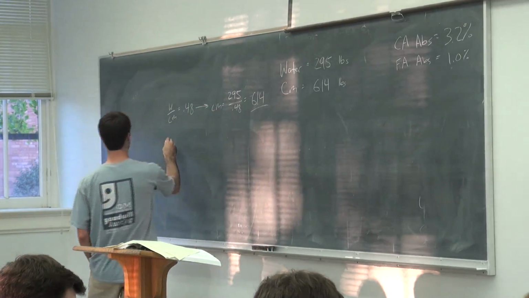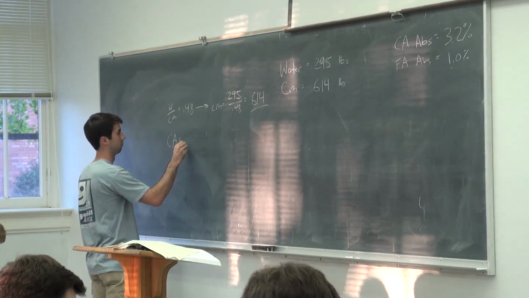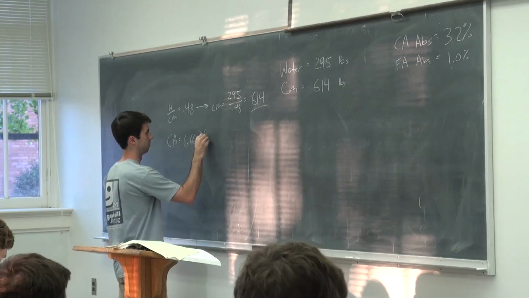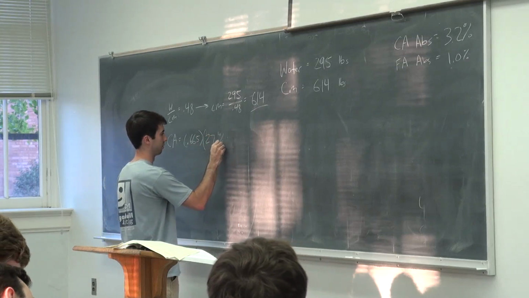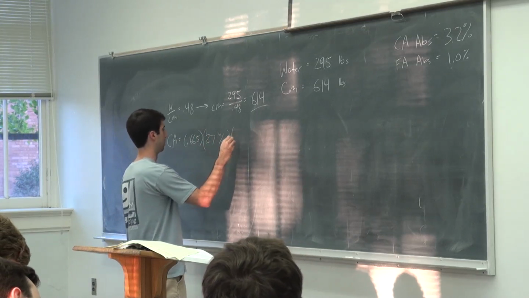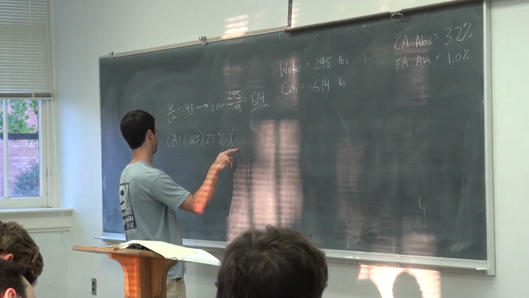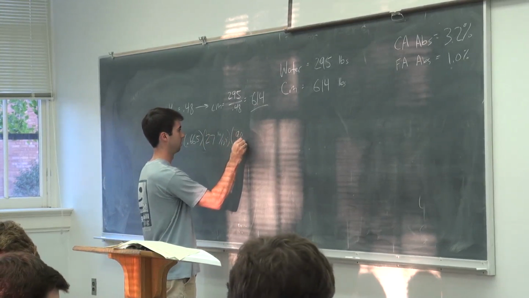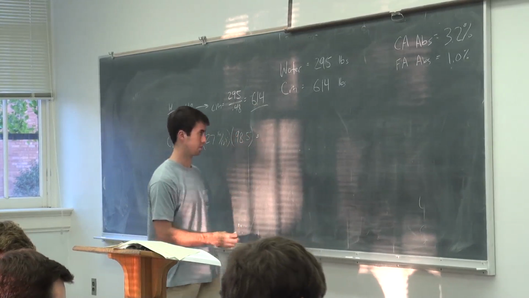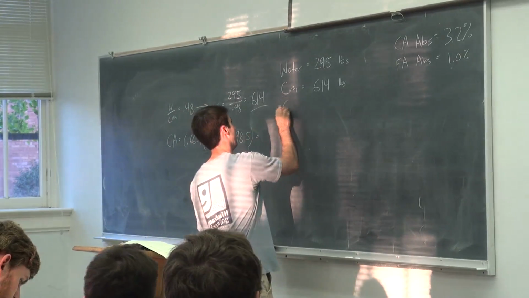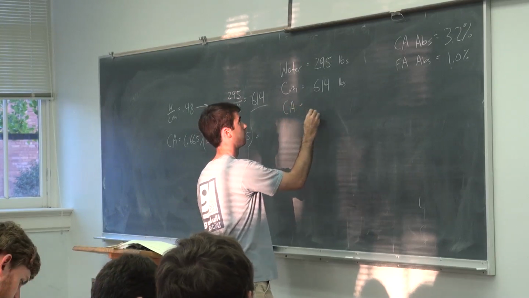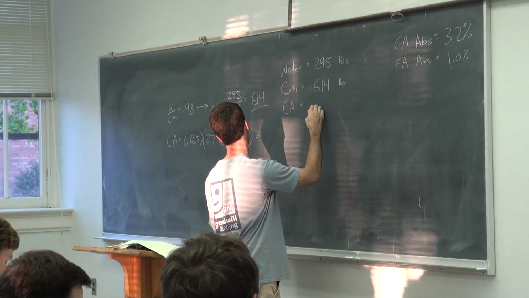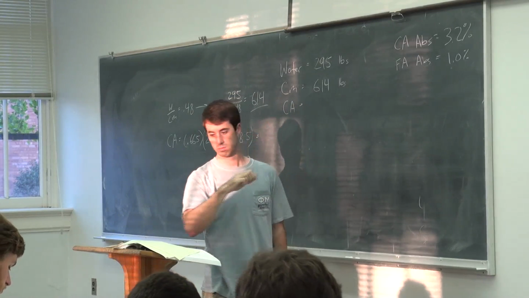That would simply be coarse aggregate: 0.665 times 27 cubic feet times, what is our unit weight? 98.5? What's that answer?